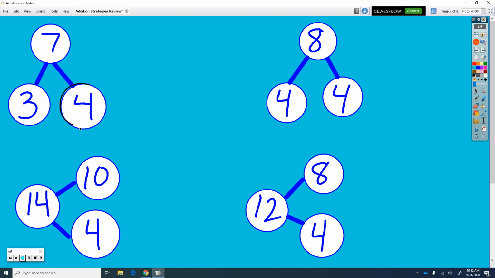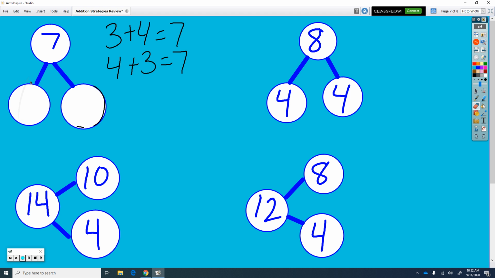Oh, well, I know that it's telling me that when you have 4 and 3, they make 7. So I can say 3 plus 4 equals 7. And 4 plus 3 is going to make 7, definitely. I'll erase that. Oh, I didn't mean to erase the 3 and the 4. Get back there where you belong. Okay.